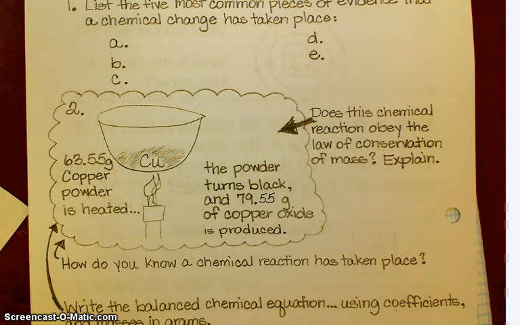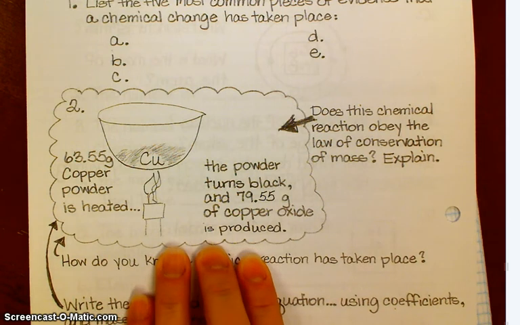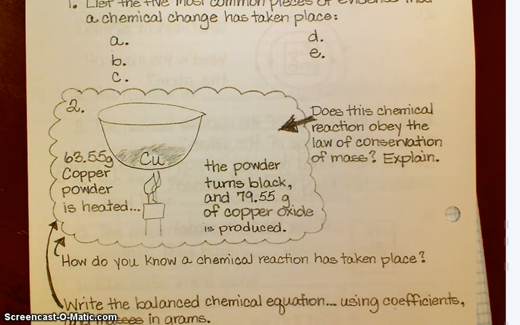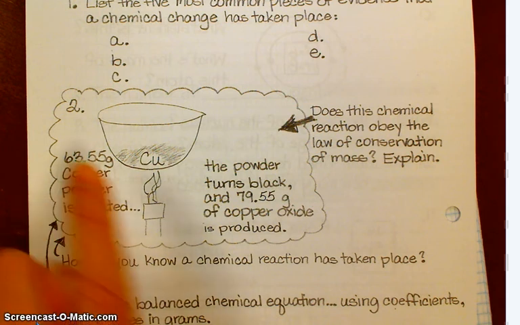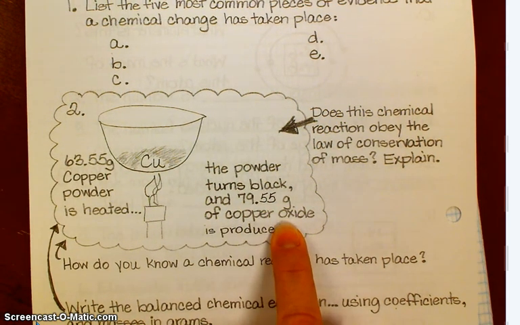Okay, and the last thing I'm just going to say is on this particular page, we did this actually when we covered chemistry, but something's going on here. Sorry about that. Okay, here something's happening. You have copper powder, and it's turning into copper oxide.